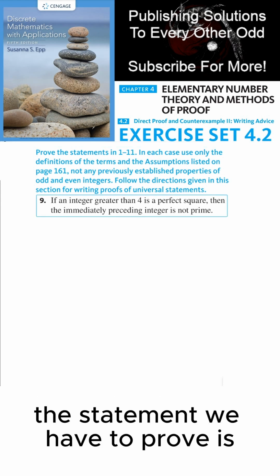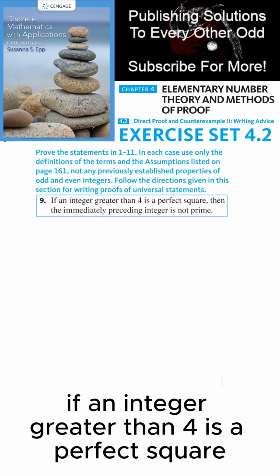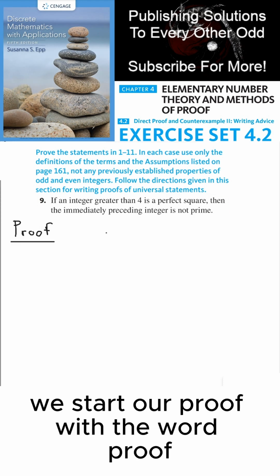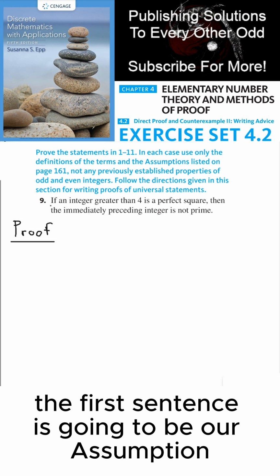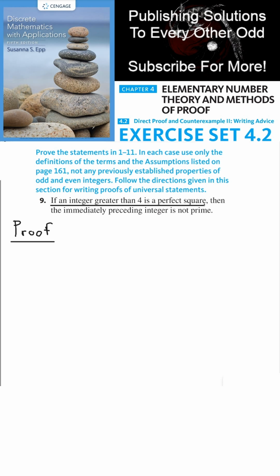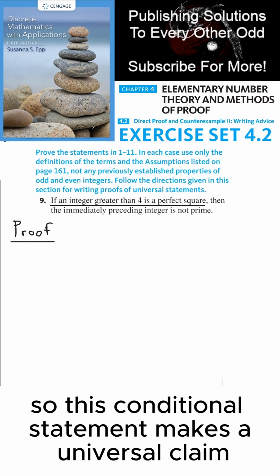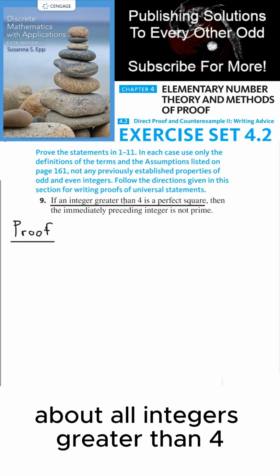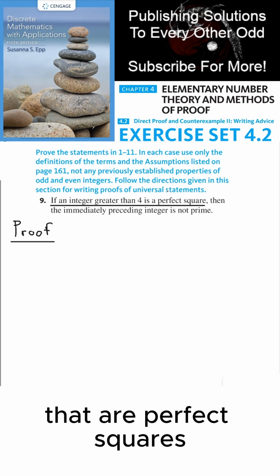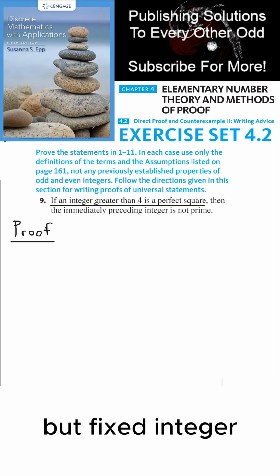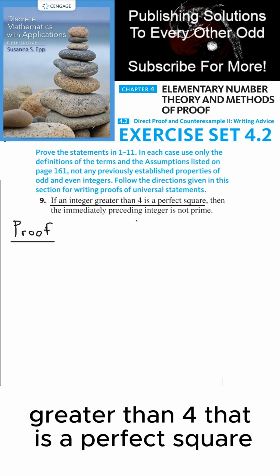The statement we have to prove is, if an integer greater than 4 is a perfect square, then the immediately preceding integer is not prime. We start our proof with the word proof. The first sentence is going to be our assumption, which is the premise of this conditional statement. This conditional statement makes a universal claim about all integers greater than 4 that are perfect squares. So we're going to instantiate an arbitrary but fixed integer greater than 4 that is a perfect square.